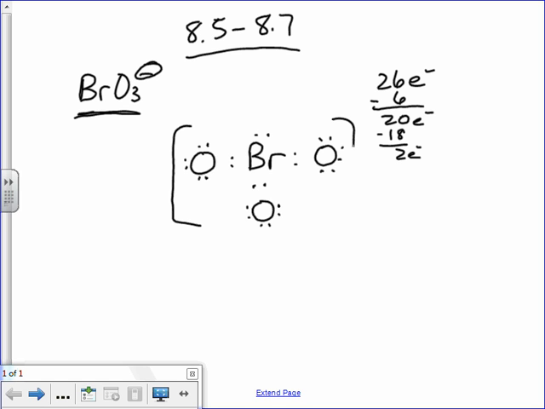Now, the one thing that everyone always forgets: this is a polyatomic ion, so it needs to have the brackets around it with the minus charge. Okay? So that's how you draw a Lewis structure for BrO3 minus. All right? The one that they show on the page before that is the Lewis structure for HCN.